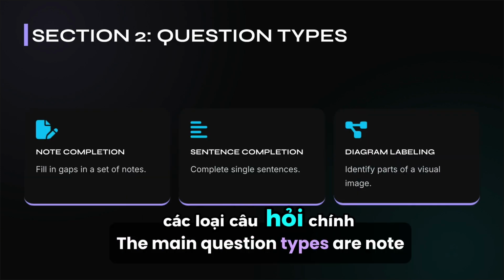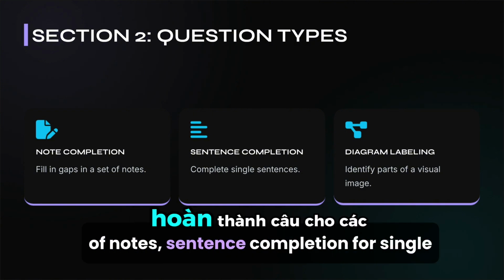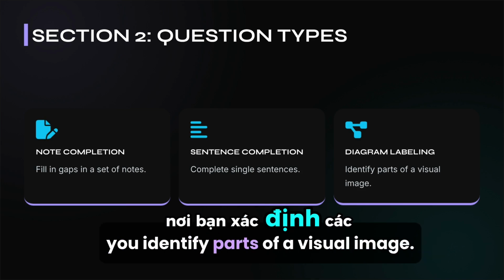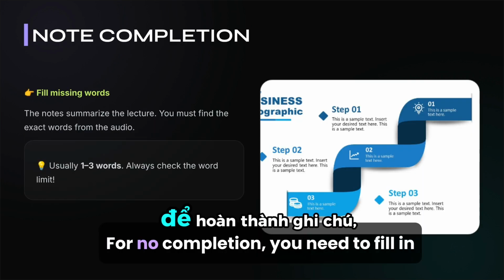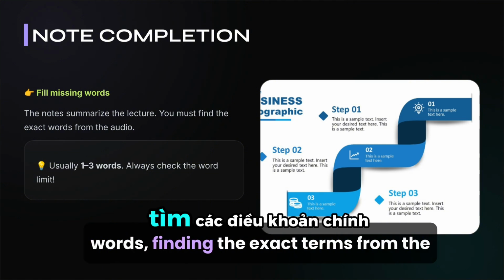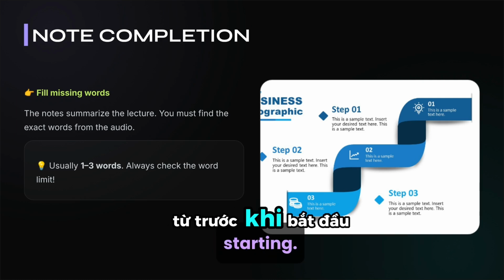The main question types are note completion, where you fill in gaps in a set of notes, sentence completion for single sentences, and diagram labeling, where you identify parts of a visual image. For note completion, you need to fill in missing words, usually 1 to 3 words, finding the exact terms from the audio. Always check the word limit before starting.